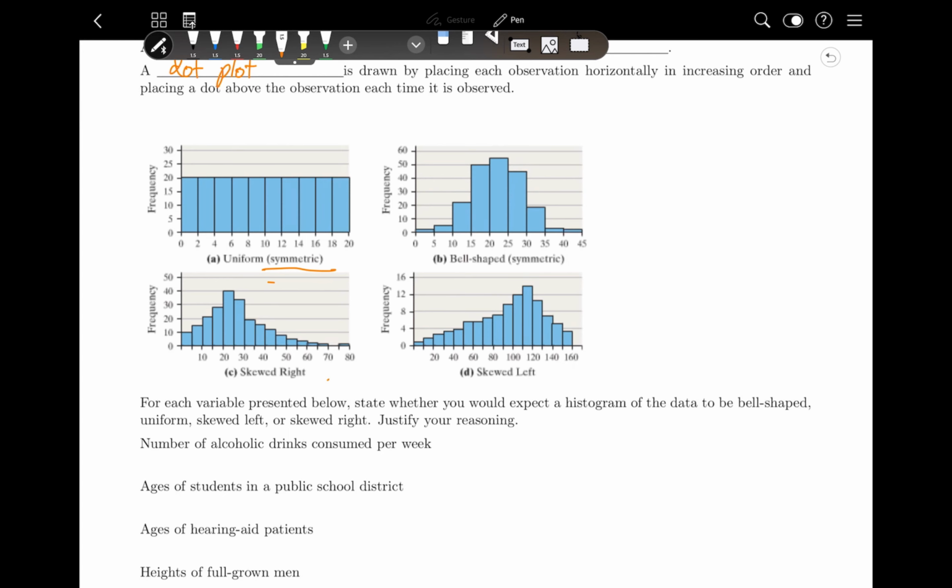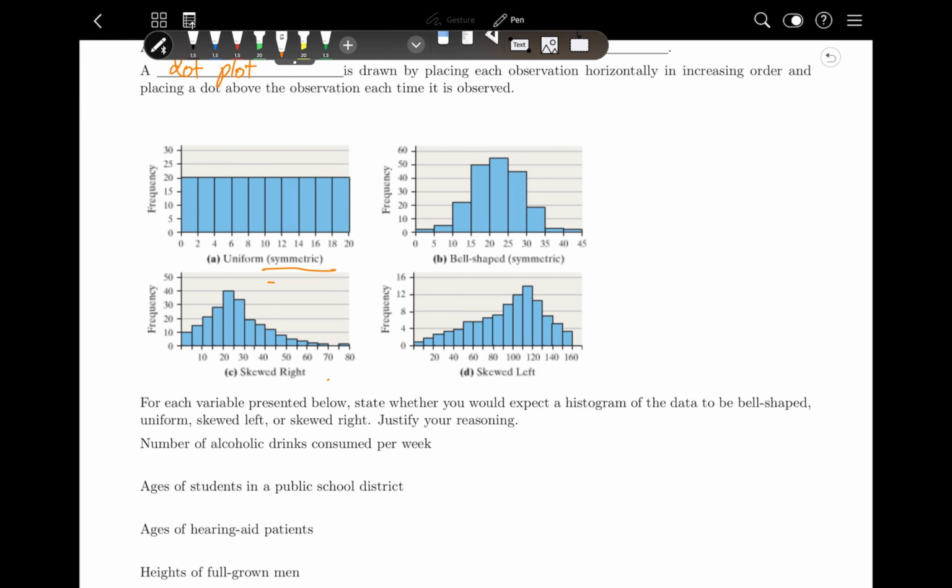So we would expect this when a bunch of data is clumped together, but then there are some data values that are much larger than the rest. But there are not similarly ones that are much smaller than the rest. And then we've got skewed left, which is just the opposite idea of skewed to the right.